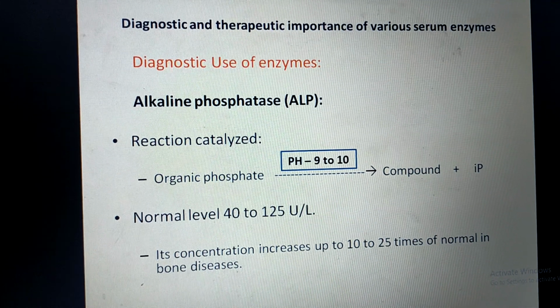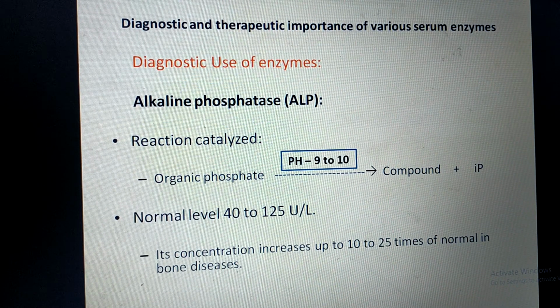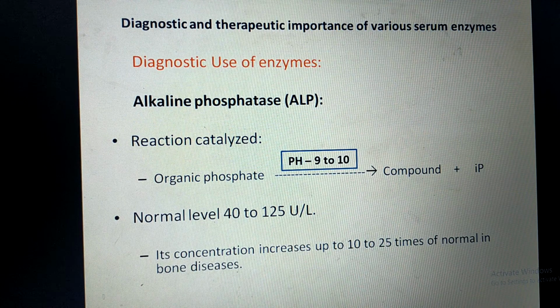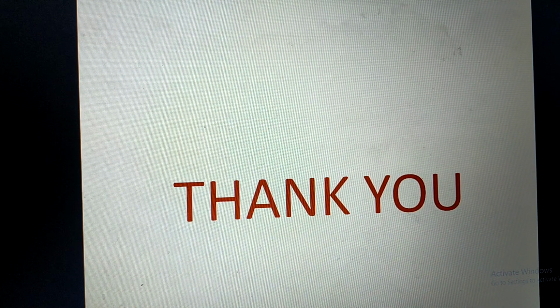Again, while interpreting the results, we have to remember that growing bones also synthesize alkaline phosphatase. So, the age of the children should be kept in mind while interpreting the results of alkaline phosphatase. So, this is about the interpretation of levels of various serum enzymes in different diseases.